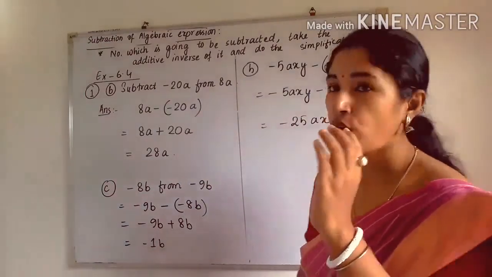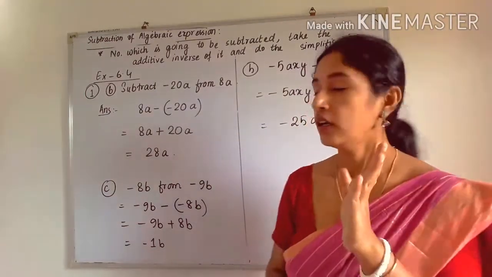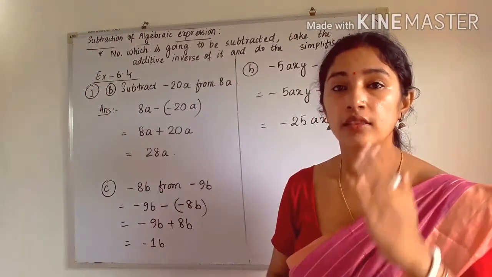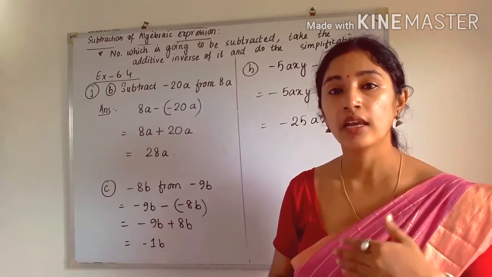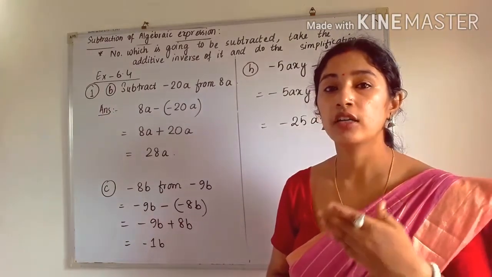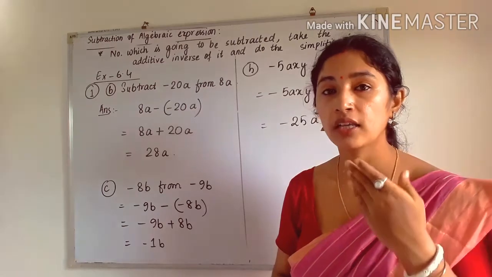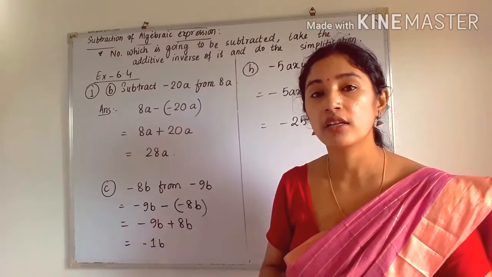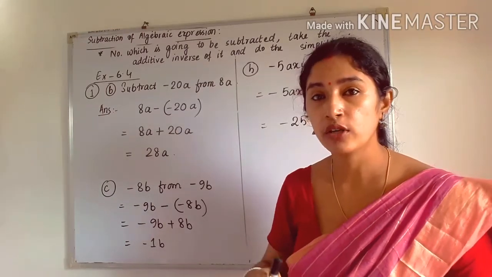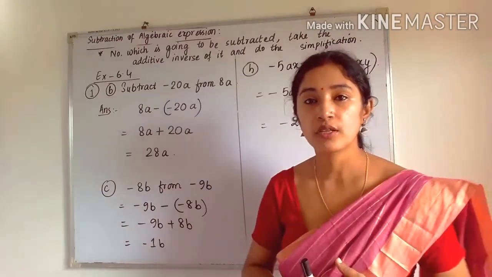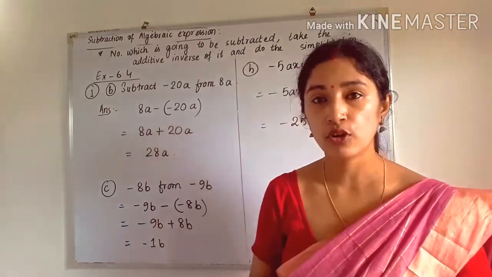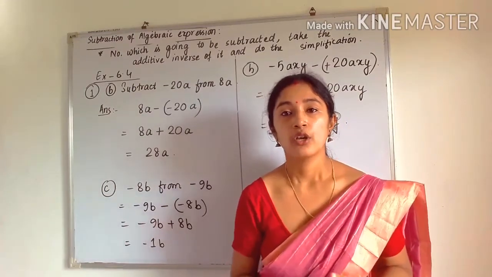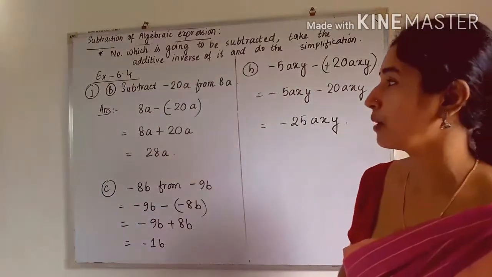See, here you have to remember one thing: the number which is going to be subtracted, you have to take as an additive inverse. That means if the number you are subtracting is -5, then you have to take the additive inverse of it. So the additive inverse of -5 will be what? +5. Okay. So the number which is going to be subtracted, you have to take the additive inverse of it and proceed with the simplification. This is the main important point you have to remember.